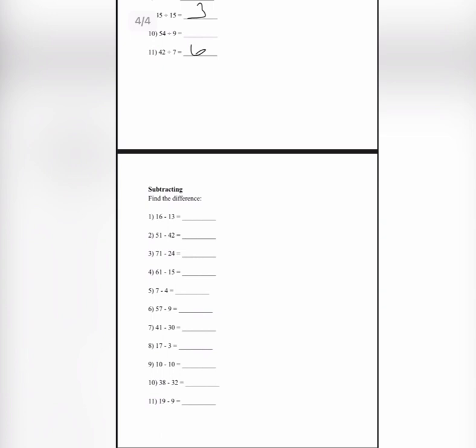This is the last page. Let's do subtracting, and you need to find the difference. Let's do number 1, 16 minus 13. 6 minus 3 is 3, and 1 minus 1 is 0. So number 1 answer is 3.